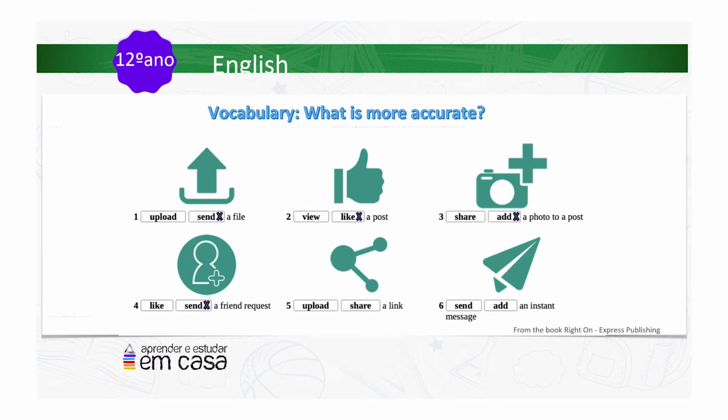And what does that symbol mean? Upload a link or share a link? Yes, share a link. And this one, the last one, is it send an instant message or add an instant message? You're right. It's send an instant message. So, as you saw, there are some words that you use every day. And if we're talking to someone in English, it's very important that we know exactly how to use them, right?